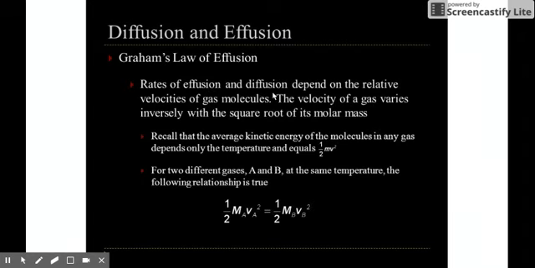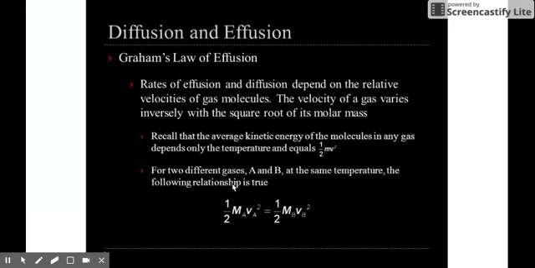Rates of effusion and diffusion also depend on the relative velocities of gas molecules. The velocity of a gas varies inversely with the square root of its molar mass. When we talk about velocity, we're talking about movement, and gases are always moving, so they have a lot of kinetic energy. The formula for kinetic energy is one half of the mass times the square of its velocity, or one half mv squared.